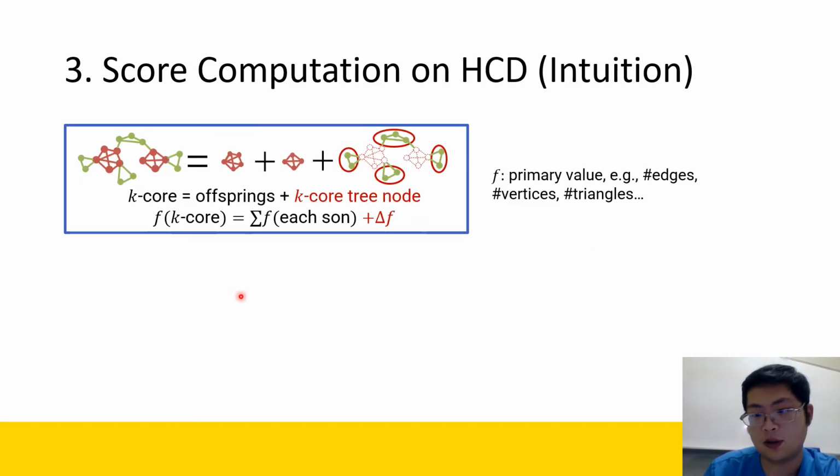Then I will talk about step 3, the intuition of score computation on HCD. Given a K-core, we can reconstruct it by the K-core tree node and its offspring. For a primary value, for example the number of edges, we can first sum up the primary value of all sons, and then add the contribution of the K-core tree node for all those vertices. Then we get the primary value of the K-core, and using that we can finally get the score.